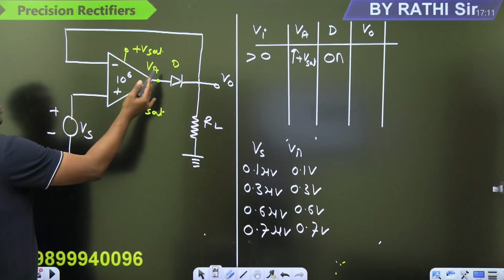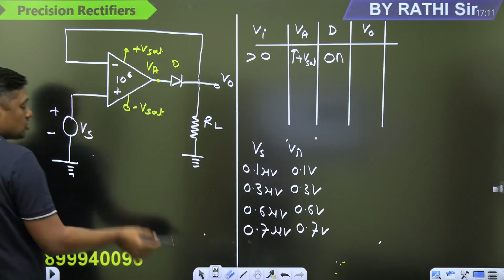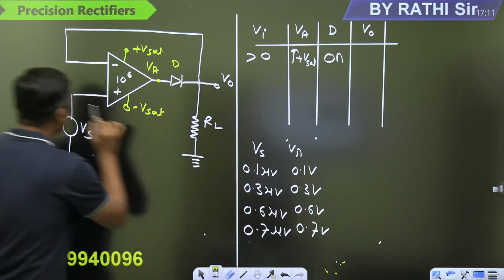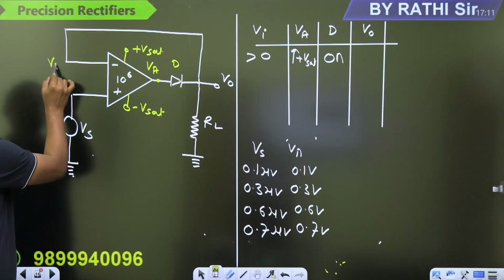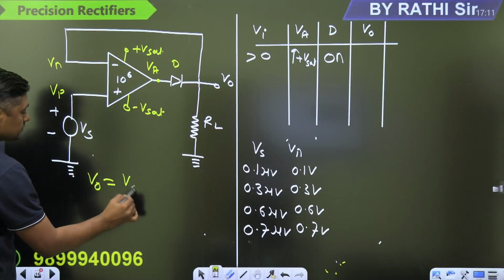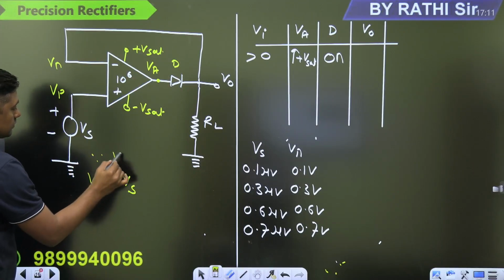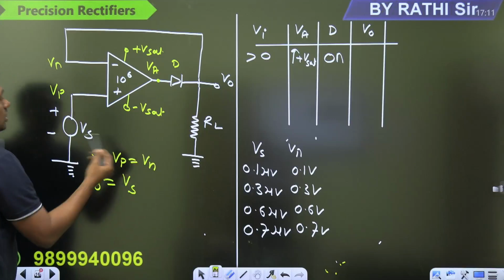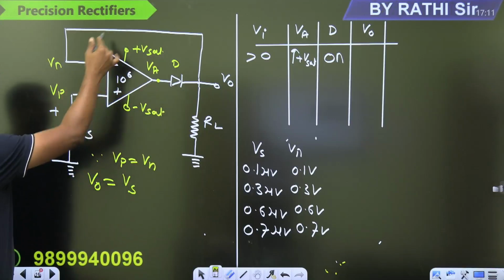It behaves like what? Just a voltage follower. Why? The virtual short concept is valid. Therefore, Vp is equal to Vn is equal to what? V0, and therefore V0 will become what? Vs. Virtual short concept, because there is negative feedback.